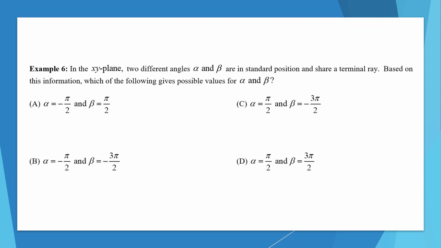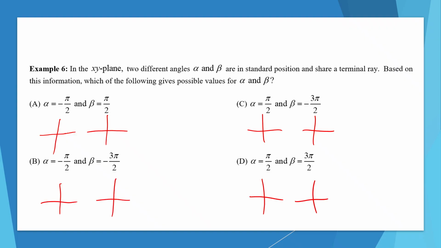Taking a look at example 6, in the xy plane, two different angles A and B are in standard position and share a terminal ray. Which of the following gives possible values for A and B? So taking a look here, I would just sketch a very rough graph of every single one of these angles and see which two are going to appear the same graphically.